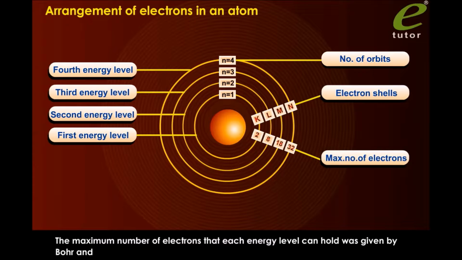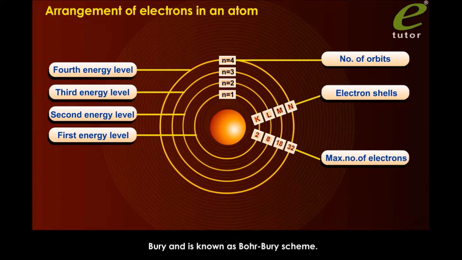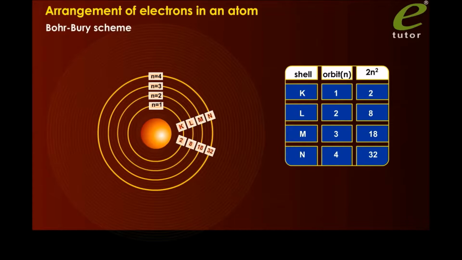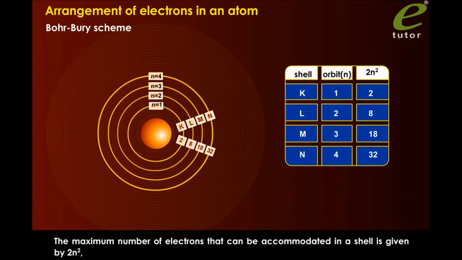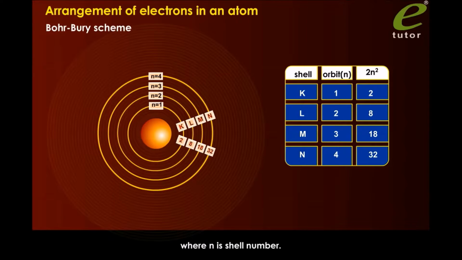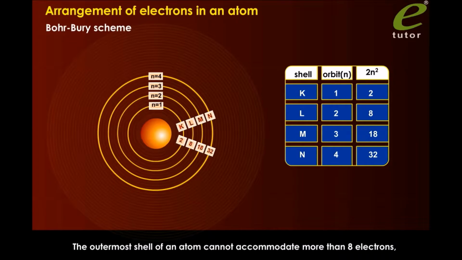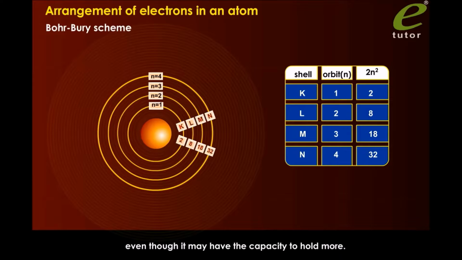The maximum number of electrons that each energy level can hold was given by Bohr and Bury and is known as the Bohr-Bury scheme. Electrons fill up the lower energy level first. The maximum number of electrons that can be accommodated in a shell is given by 2n square, where n is the shell number. The outermost shell of an atom cannot accommodate more than 8 electrons, even though it may have the capacity to hold more.